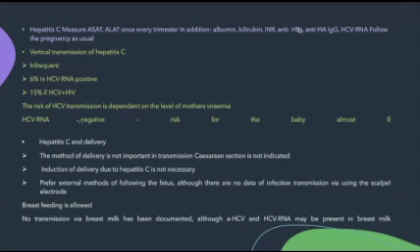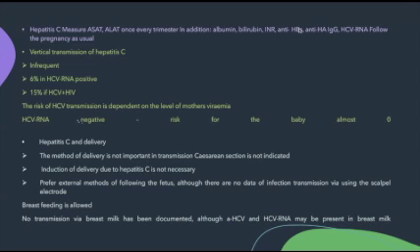Hepatitis C and delivery. The method of delivery is not important in transmission. Caesarean section is not indicated. So in hepatitis C and hepatitis B, any method of delivery can be chosen. Induction of delivery due to hepatitis C is not necessary, and external methods of monitoring the fetus are preferred. Also, there are no data of infection transmission.